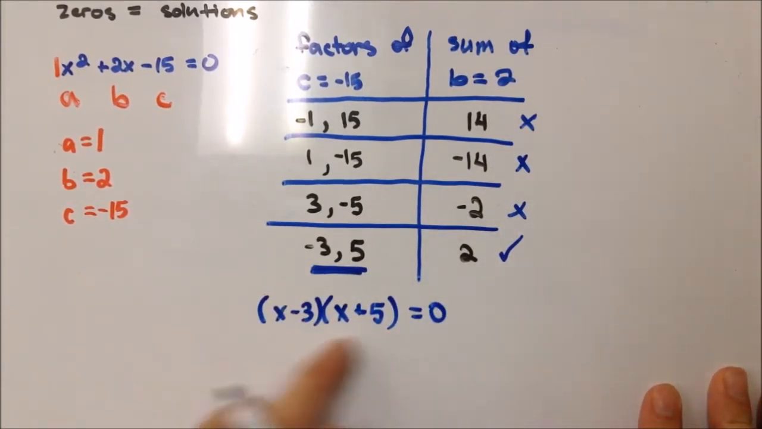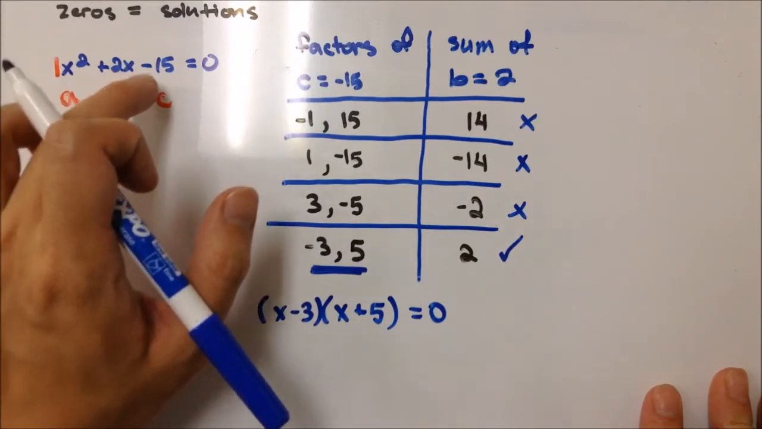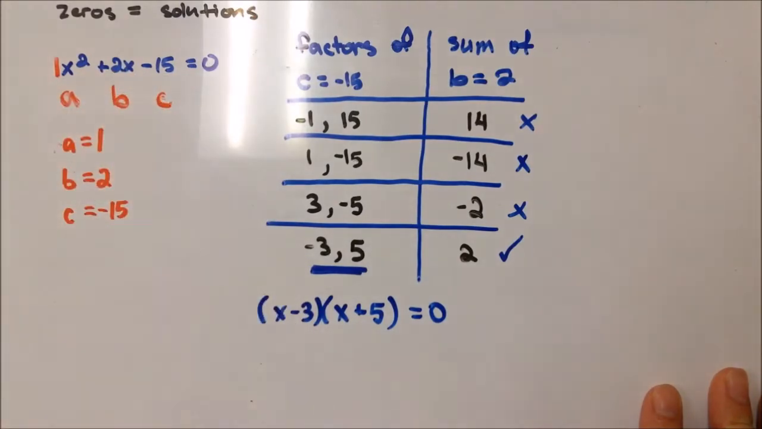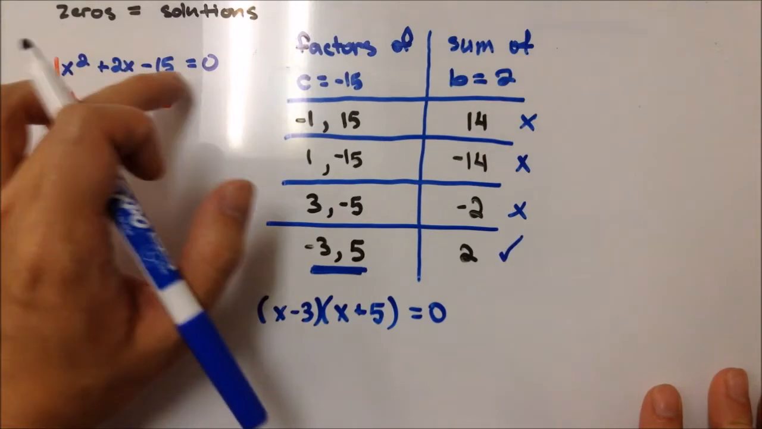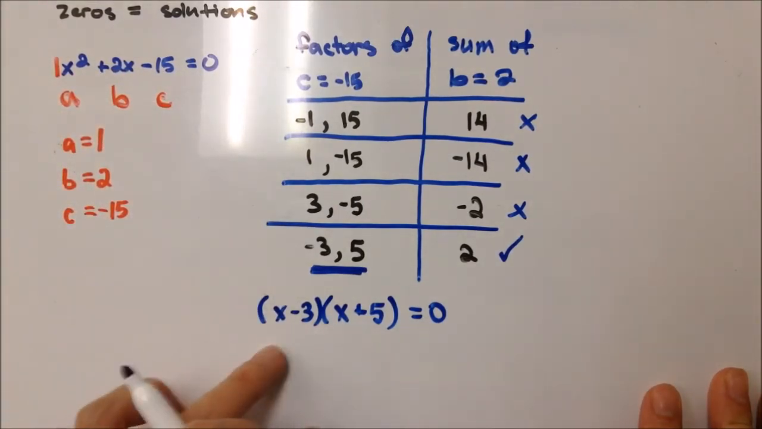Now I just wrote it in factor form. This is the factor form of the original equation x squared plus 2x minus 15. Now if you were to FOIL, you should get the original equation. Factoring is going the opposite direction of FOILing.